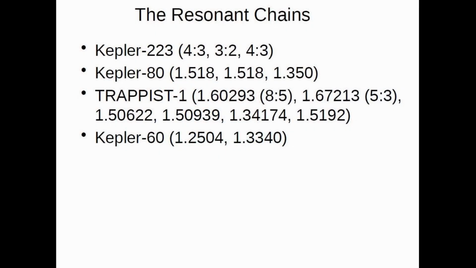I'll first show you the orbital periods of these, the pairs. Then I'll mention some other ones. But the 4 that I'm going to talk about in detail tonight are Kepler 223, Kepler 80, TRAPPIST-1, and Kepler 60. So a lot of Kepler emphasis. But the first one has very close to resonance pairs, so that it's within a part in 1,000. The orbital period ratios are right on the 4 to 3, then 3 to 2, then 4 to 3.